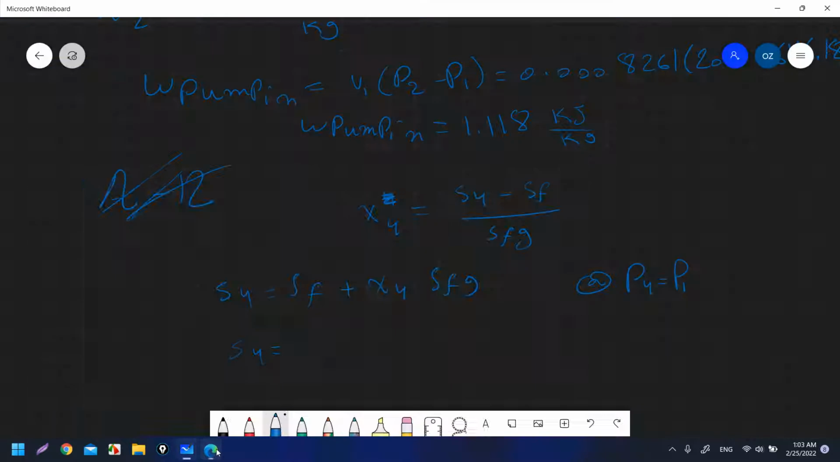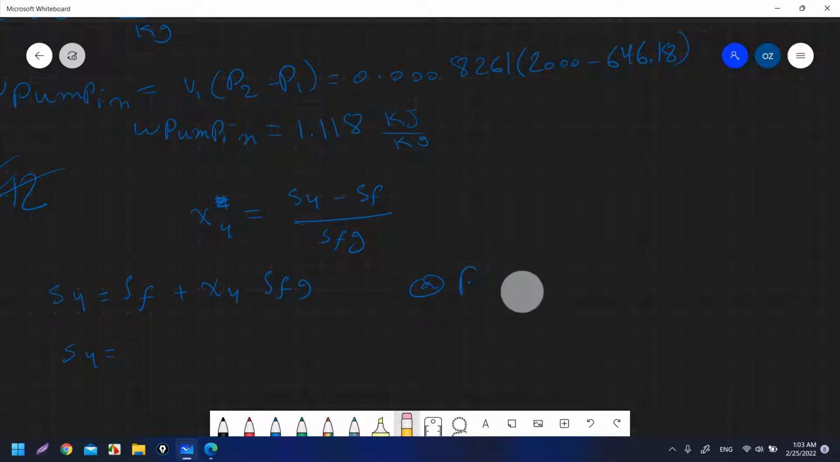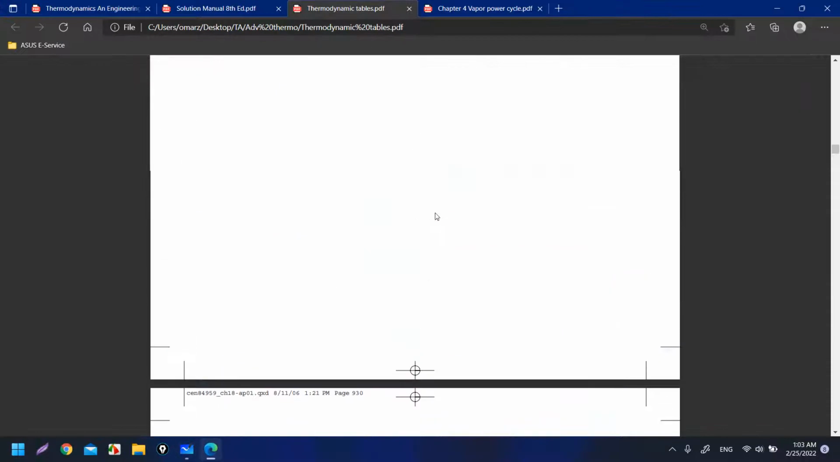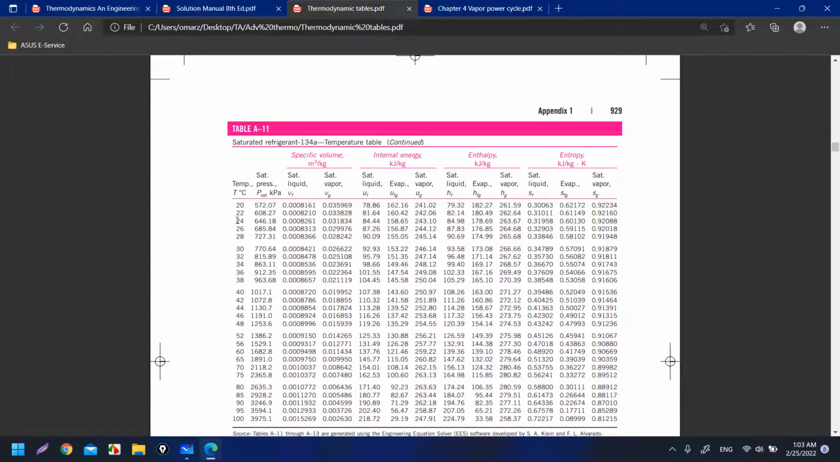So why bother yourself with the pressure? We will not use the pressure. We'll use the temperature. The temperature is given, T1 equal to T4, which is equal to T sat, 24 degrees Celsius. So at table A11, the temperature table, we'll go to 24 degrees Celsius and find that SF is 0.31958 and SFG is 0.6013.